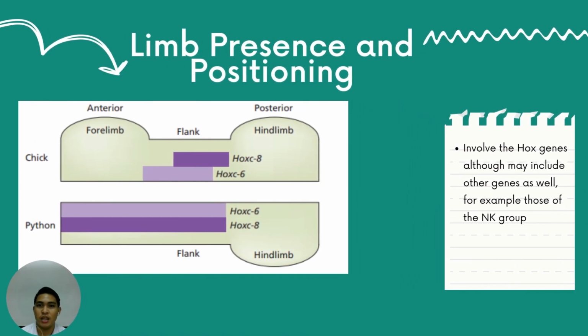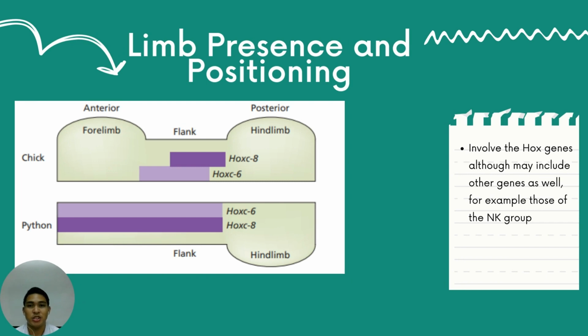Let's proceed to the limb presence and positioning. As you can see on the slide on the left portion, I have here an illustration about the Hox gene expression in the flank of chick and python embryos. Some tetrapods have greatly reduced limbs or have lost them altogether. This includes the snakes, the whales, and the forelimbs of the flightless birds. Often a rudimentary girdle or portion of the proximal limb skeleton survives as a vestige, indicating that the ancestors had more substantial limbs than their modern descendants.